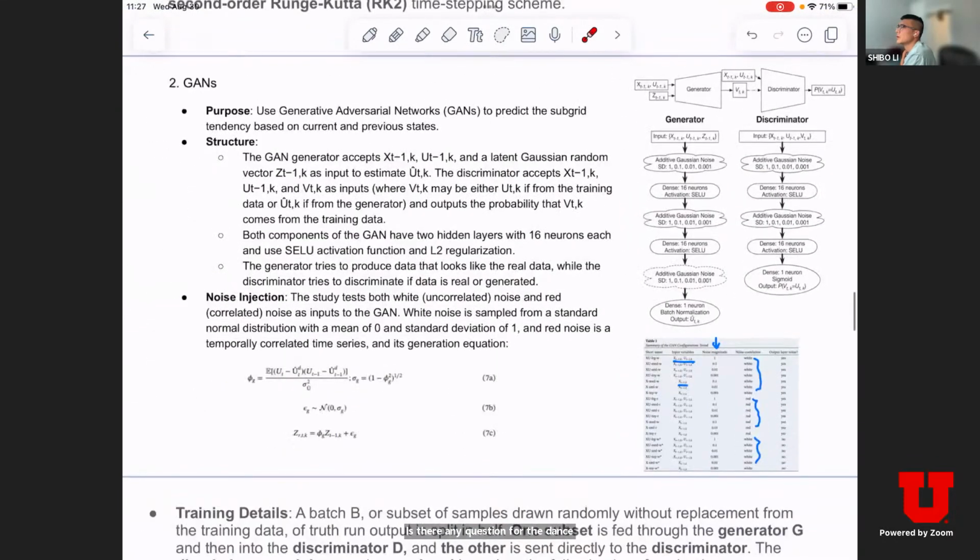In the original GAN, there is only a noise input to the generator. Now they have the X_t and the U_t as the conditioning input. So V_t^k is the ground truth, and V_t^k is also a prediction. So that makes sense. Okay. So the conditional V_t^k can be either the training data or the prediction from the generator.